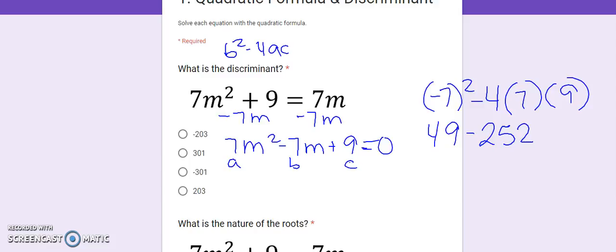Then we just subtract, so it's -203. That is our answer for the discriminant.